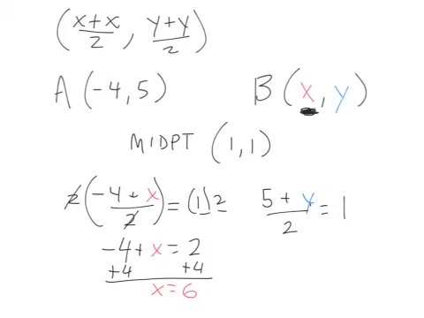Great. Now we know that B's x value is at positive 6 units. Let's go ahead and finish as well for the y values.